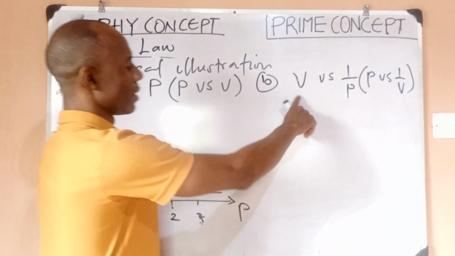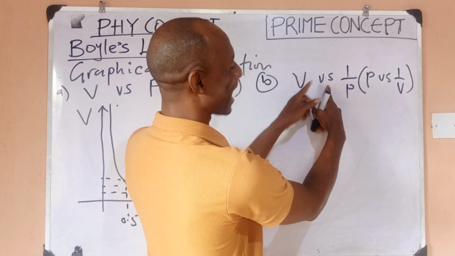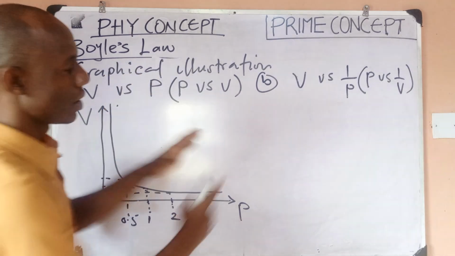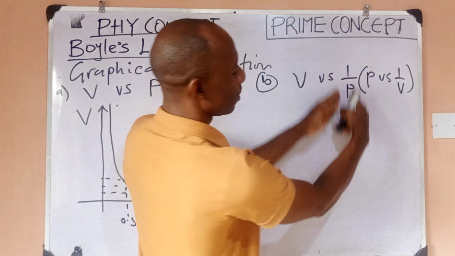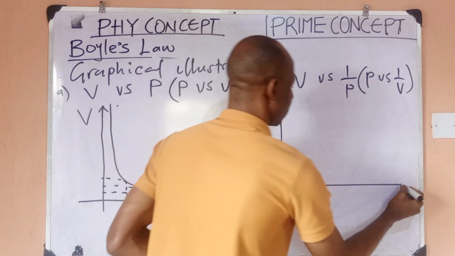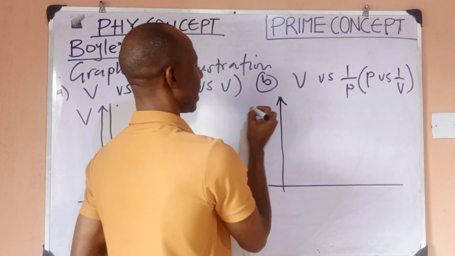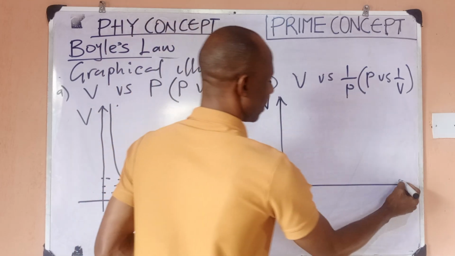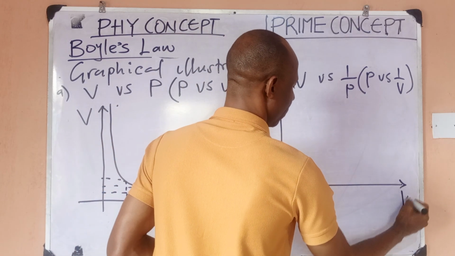Now we want to look at a graph of volume against 1 over P. So they are not the same. This is volume against P, but this one is volume against 1 over pressure. So this is obviously going to be a straight line because there's going to be no power here. So I have V against 1 over P.